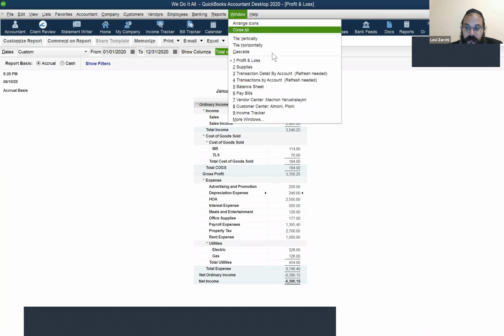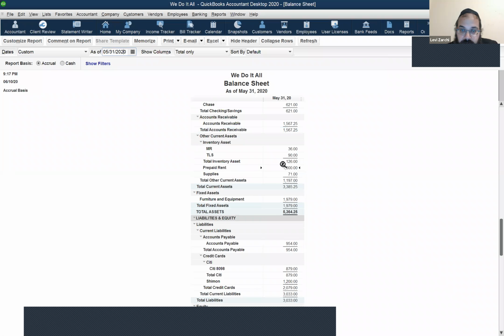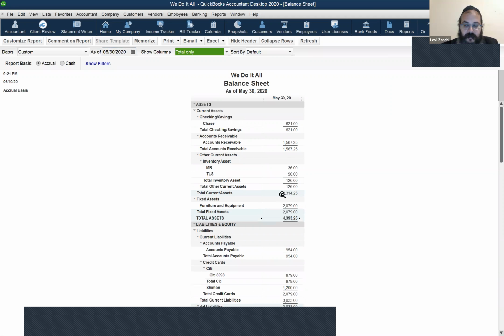And let's go to the balance sheet, and then if you have questions, I'll take your questions, or we'll do some of the menu items. Let's see here on balance sheet. If I would look here on copier in 5/31, my total asset, where is this asset? So furniture is 1979. Furniture and equipment is 1979. If I go one day earlier, minus, it's 2079. Because the depreciation goes against the furniture and equipment.